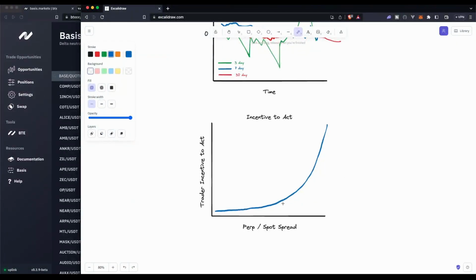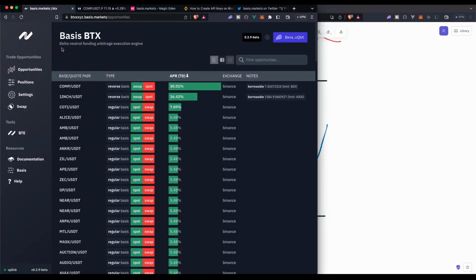So with the BTX, we're taking advantage of this funding rate that exists, that incentivizes people to come to the market and push the spot and the perp closer together to have a more efficient market. While doing that, we can use the BTX to get in on the position at the lowest spread possible and in the most efficient manner possible.